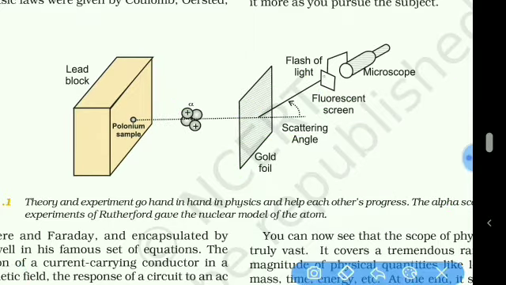Otherwise the rest of the alpha particles move through the gaps in the nucleus without any deviation or with little deviation. And these alpha particles can be detected with the help of this fluorescent screen, which can be observed through a microscope.